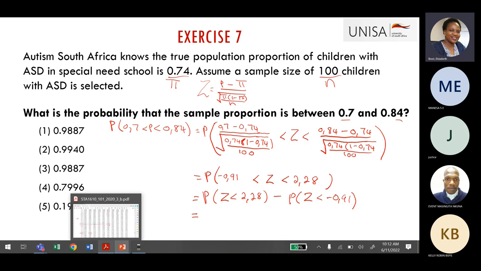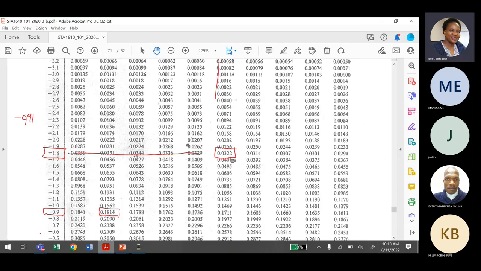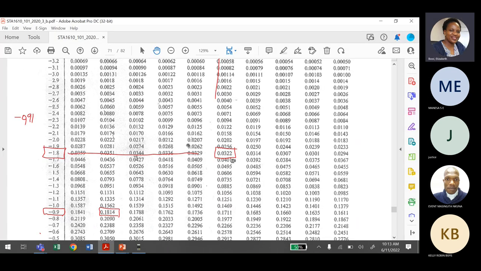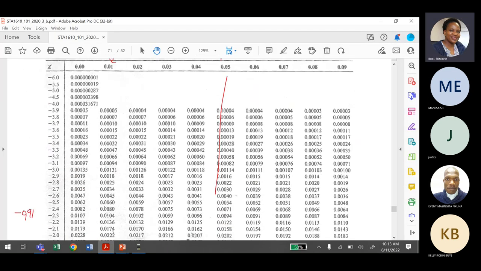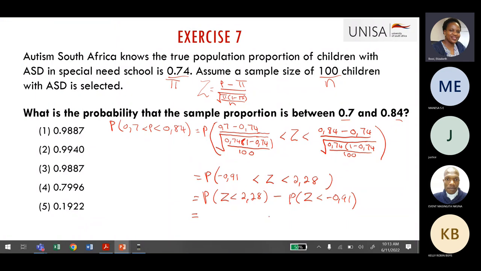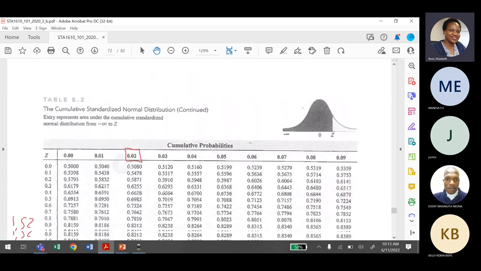Okay, we go to the table. For -0.91, we know that it was 0.1814, right? That one we did. No, this is different. Is it? No, it's not different. It's 0.91. Yes. It was 0.1814. And we need to go find on the positive side.